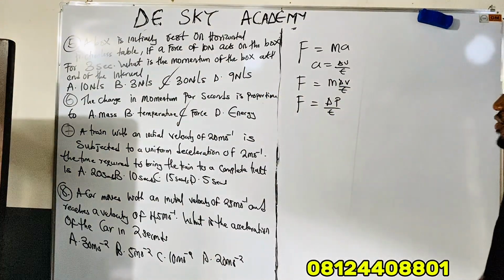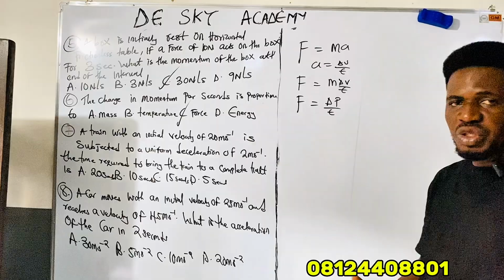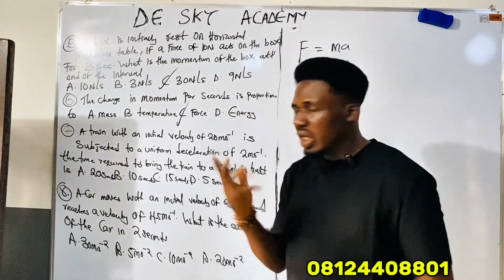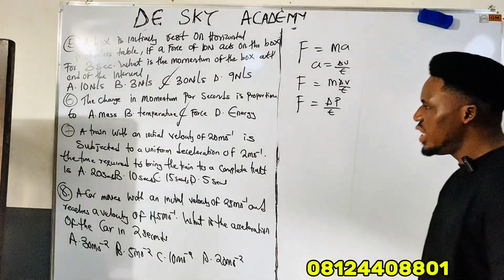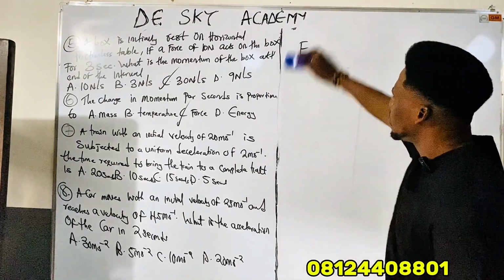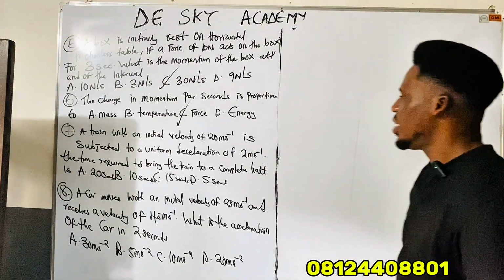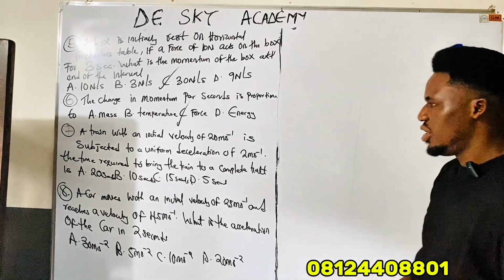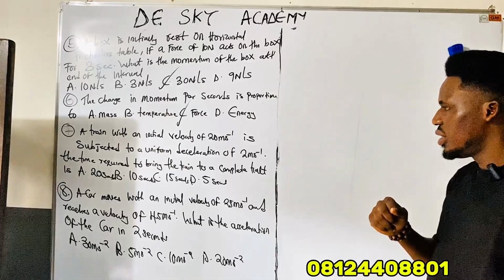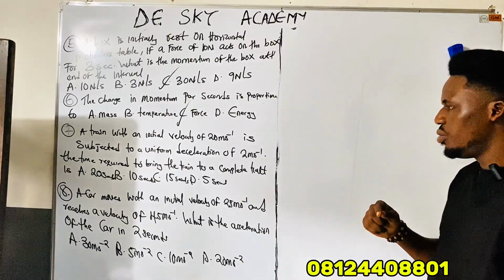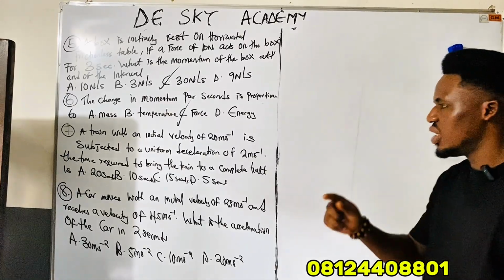Now, number 7. Are you saying that these questions are not hard? A train with an initial velocity of 20 meters per second is subjected to a uniform deceleration of 2 meters per second squared. The time required to bring the train to a complete halt is dash.